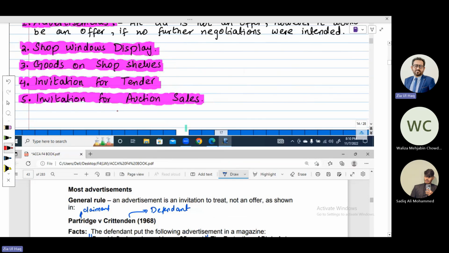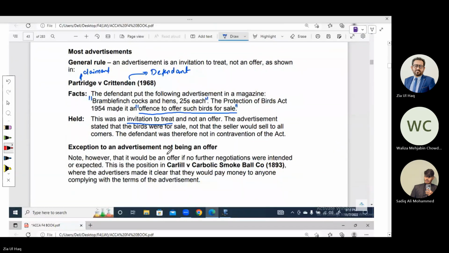Let's discuss with an example case. In law, we need to discuss different cases because your examiner will give you these kinds of cases and they will require an answer. So the general rule: an advertisement is an invitation to treat, not an offer, as shown in Partridge versus Crittenden. There are two parties involved. The first party will always be the claimant who is suing the other party, and the other party who is defending the case will be called the defendant.